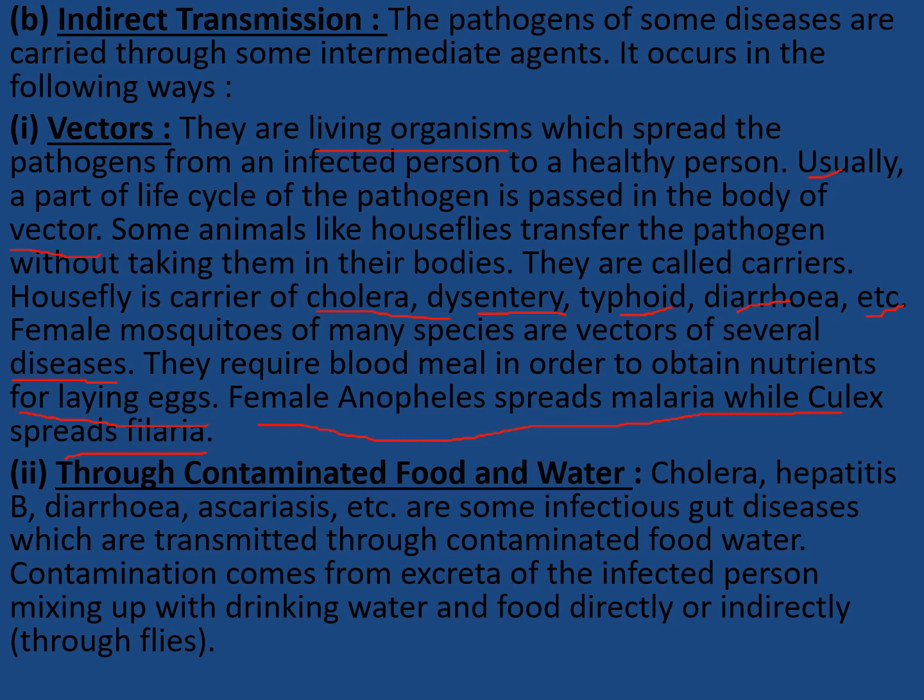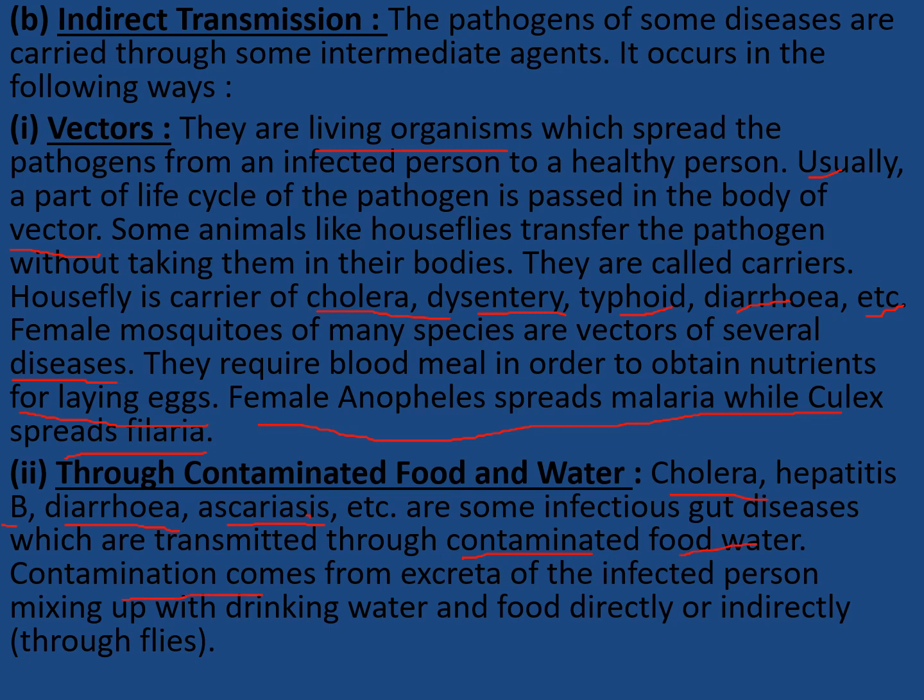Next is contaminated food and water. Cholera, hepatitis B, diarrhea, ascariasis, etc. are some of the infectious gut diseases which are transmitted through contaminated food and water. These diseases infect our digestive system, that's why they are infections of the gut. They are transmitted with the help of contaminated food and contaminated water.